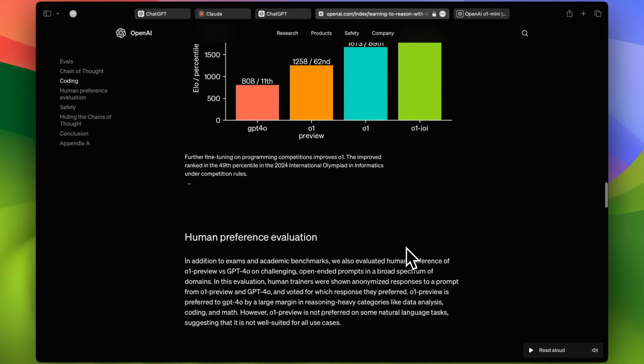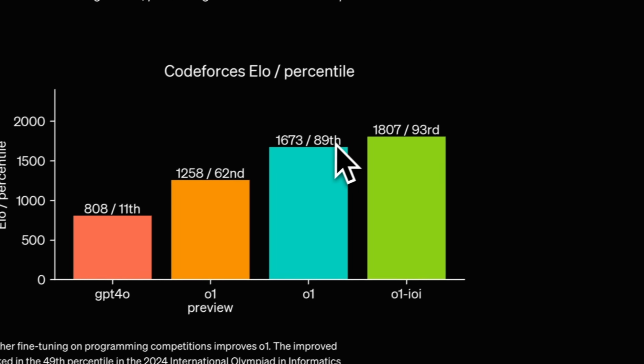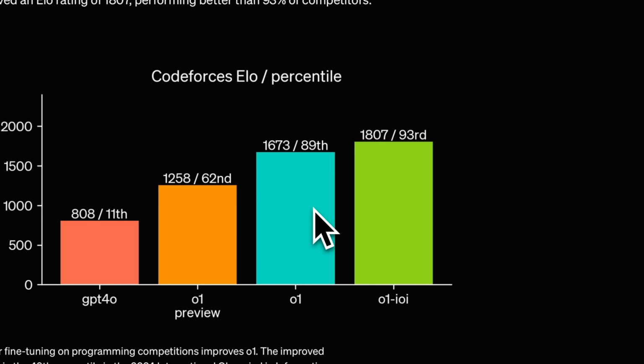Now if you move on to Codeforces, here you can see all the 4 models. The GPT-4o model scored just 808, which is 11th percentile. The O1 preview model, the current best model that we are using, scored 1258 and lands at 62nd percentile. The O1 model, the unreleased non-preview model, scored 1673, that is 89th percentile. And this coding specific model, the 4th model I told you about, scored 1807 and a whopping 93rd percentile. So it was better than 93% of the competition.